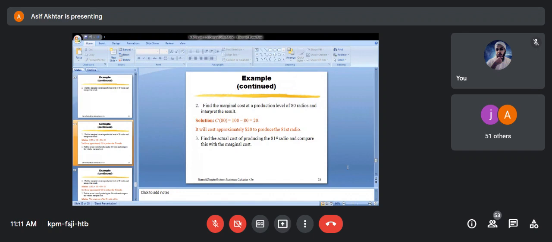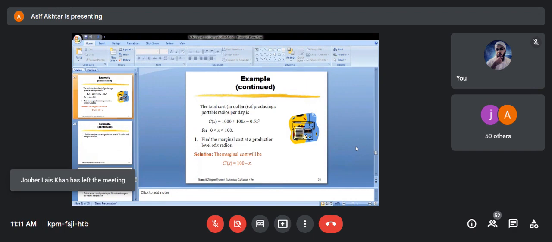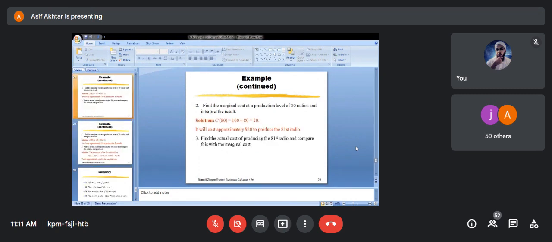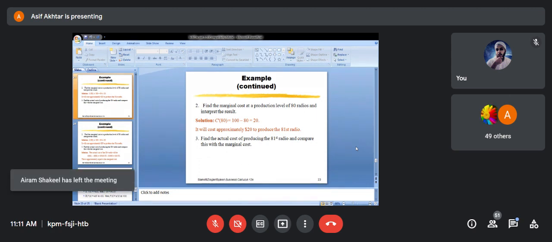Let me go back to the very fundamental part. The first scenario is that the cost function is given and they have asked you to calculate the marginal cost function, which you have calculated as 100 minus x. Second, they are asking you to calculate the marginal cost at a production level of 80 radios, which you already did. This is 20. Now they are asking you to compare the actual cost with the marginal cost of the 81st radio, the 81st unit of manufacturing. What is the actual cost of the 81st radio compared with the marginal cost?